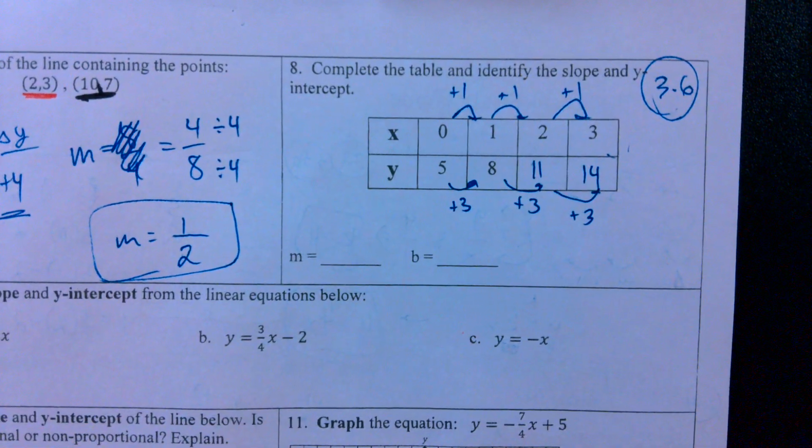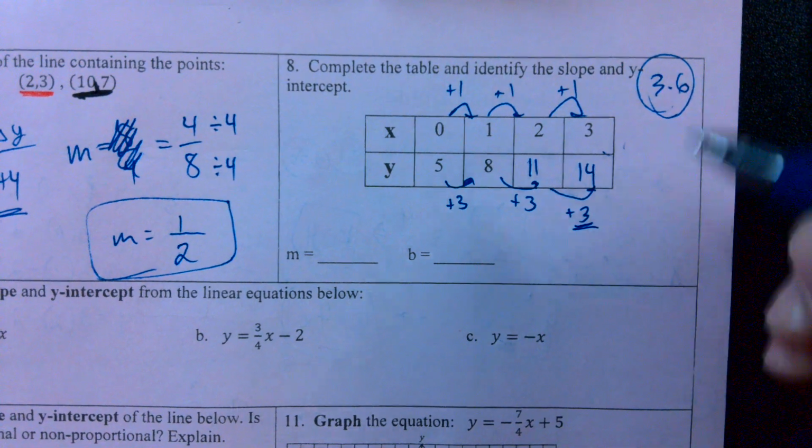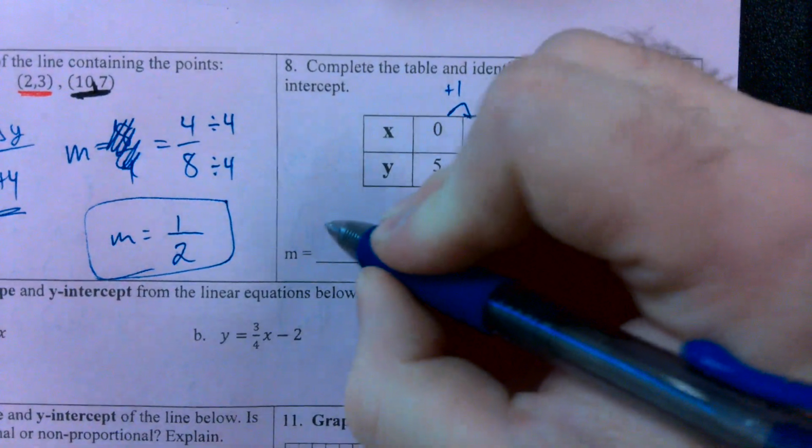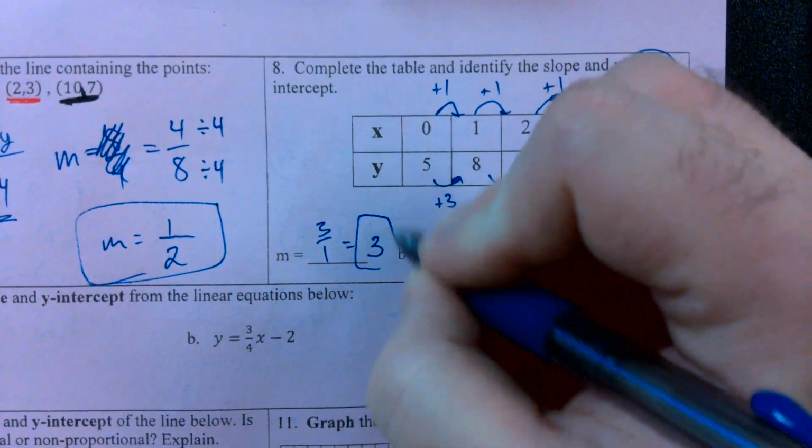So what would my m be here? What fraction can I set up? 3 over 1. What does 3 over 1 equal? Just 3.